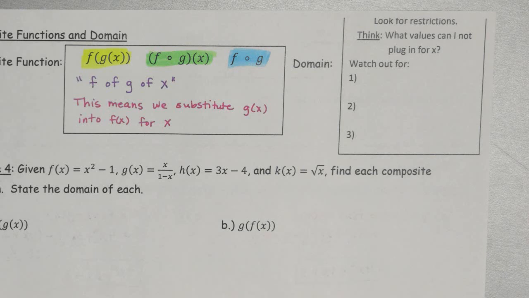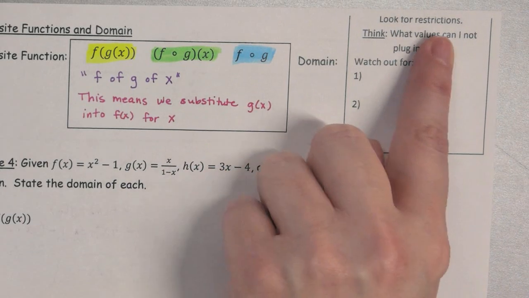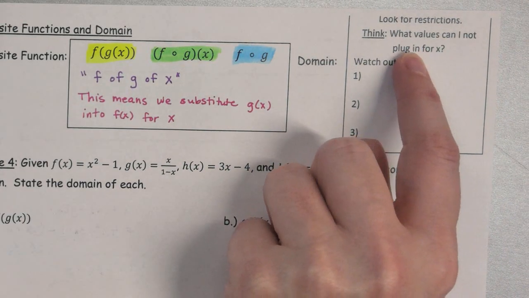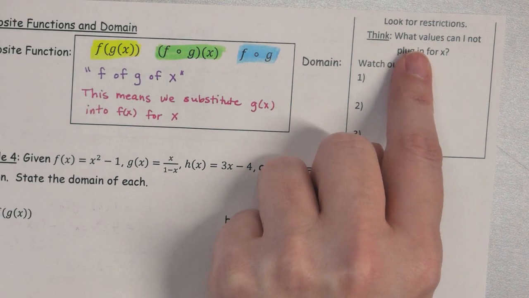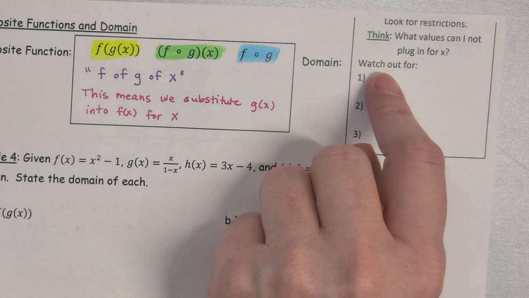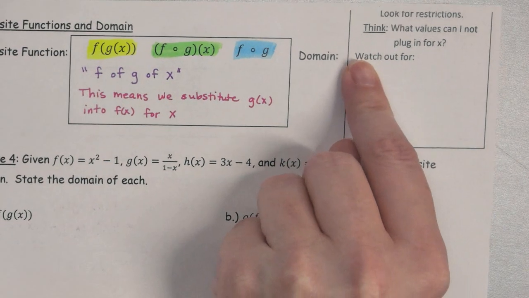All the x values, right? All the possible x values. Now, it's too difficult because there's so many numbers to think of everything you can plug in. So instead, it's simpler to think of the restrictions. So what values can I not plug in for x? And there are a couple of things that we can narrow down to look out for.